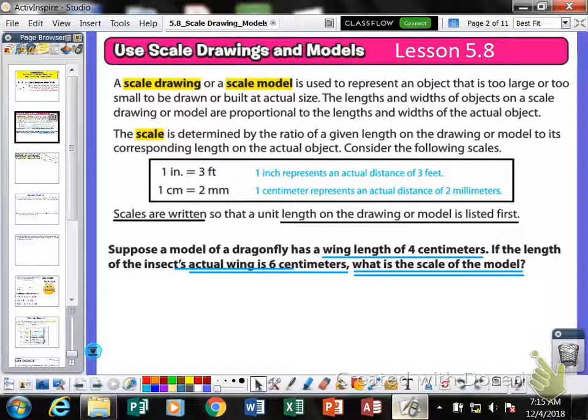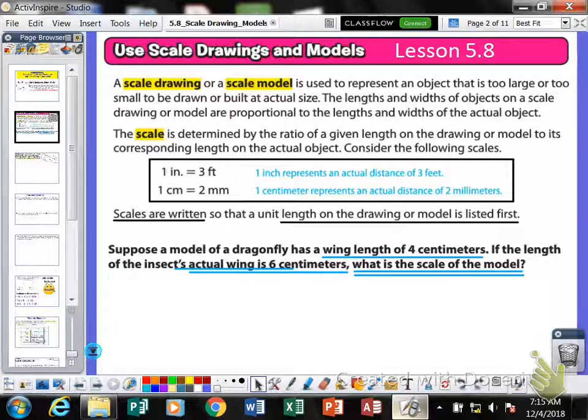So if they look at it and it says the living room measures 5 inches, well, then we would take the 5 times the 3, and we would get 15 feet. So the length might be 15 feet, but they would also take the width. And then the same thing as 1 centimeter equals 2 millimeters, so 1 centimeter represents an actual distance of 2 millimeters.